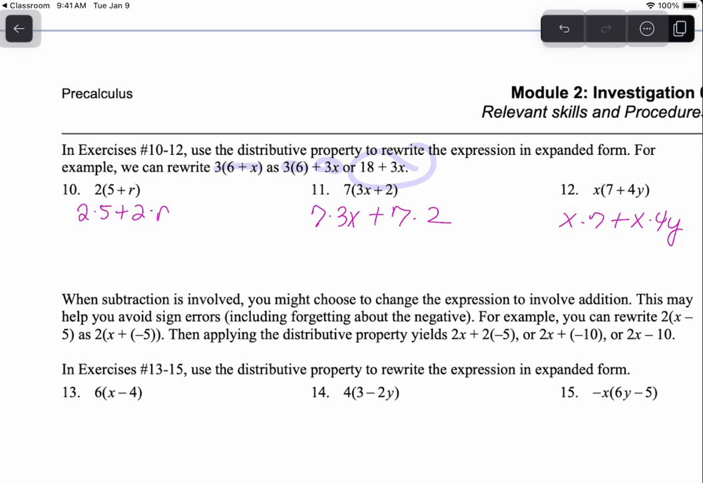These ones have some subtraction to them. So some people will rewrite it as an addition of a negative. I'll show you both ways, and you can use what you prefer because they both mean the same thing. Now let me show you what I mean.